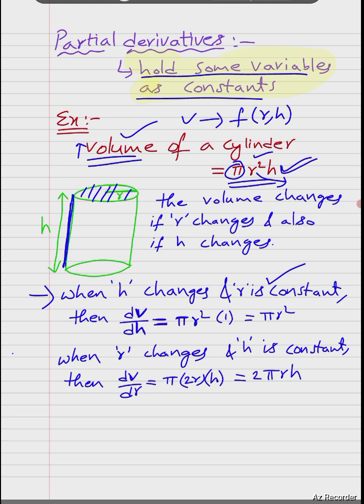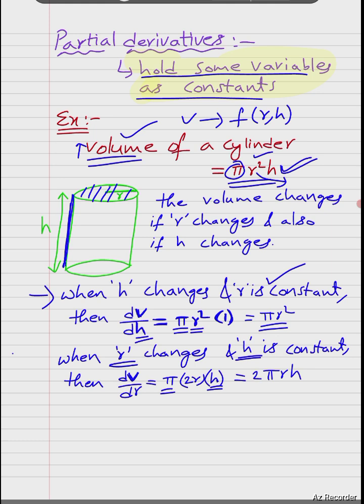Pi r square times 1. Why is it 1? Because the volume is a function of height only here. R is constant, pi is constant, and the derivative of h is 1. Okay, it becomes pi r square. Now when r changes and h is constant, we keep h constant, and pi is already constant.